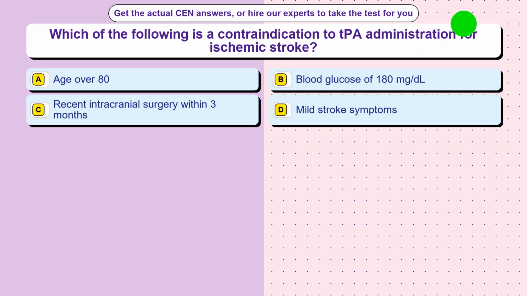Question 100. Which of the following is a contraindication to TPA administration for ischemic stroke? Option A, age over 80. Option B, blood glucose of 180 mg/dL. Option C, recent intracranial surgery within 3 months. Option D, mild stroke symptoms.